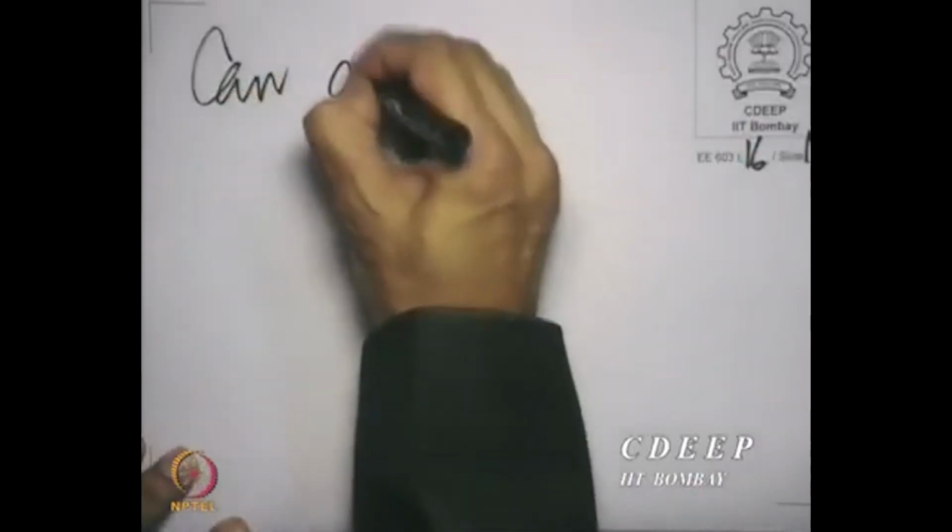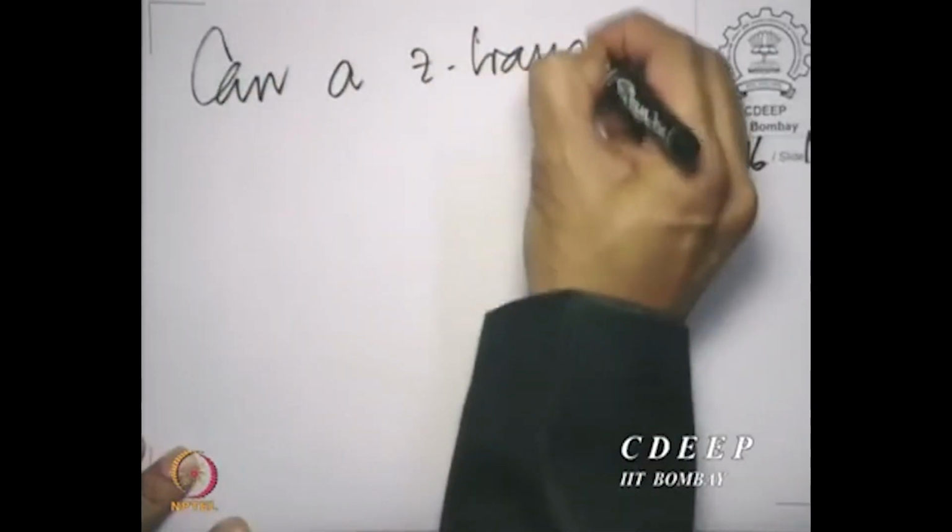Now, to contrast, let us take an example of an irrational. You see, all this while we have been saying rational. So, the natural question that comes to mind is, can you have an irrational system function? So, can a system function or can a Z transform be irrational?